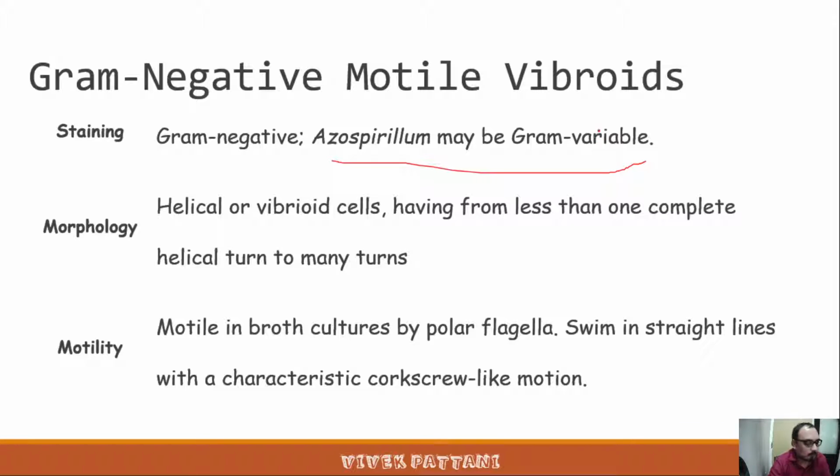When we talk about gram negative and gram positive bacteria, the word gram variable means sometimes it may show gram positive, sometimes it may show gram negative. Okay, so staining the Azospirillum sometimes can be tricky.